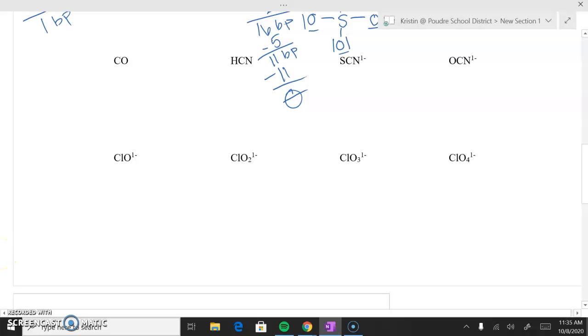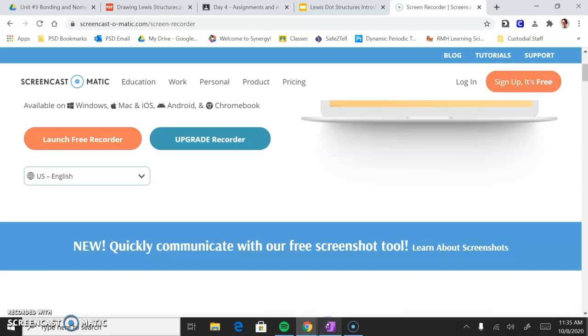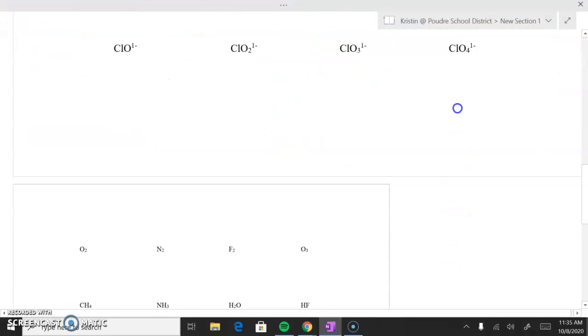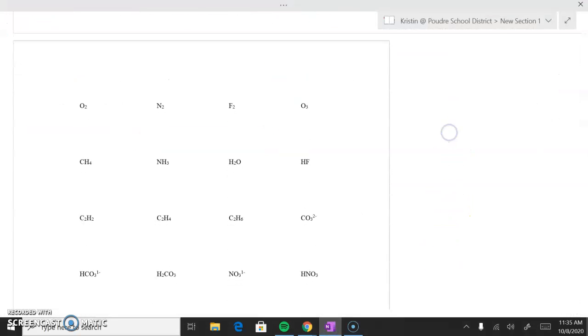Okay. Let's look at one more example. Oh, this page is still tiny. That's weird.